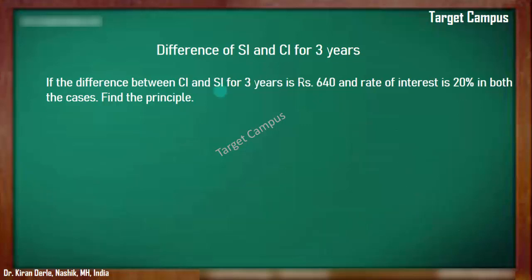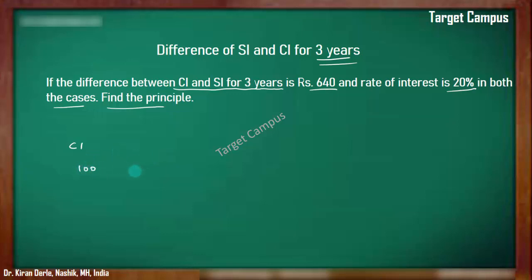Okay, what if it is the case of 3 years? The previous formula was useful only for 2 years. So let us understand with the same logic. What is the question? If the difference between CI and SI for 3 years is rupees 640 and the rate of interest is 20% in both the cases, find the principal. Again, CI and SI we have, principal we don't know, and the rate of interest is 20 for 3 years.